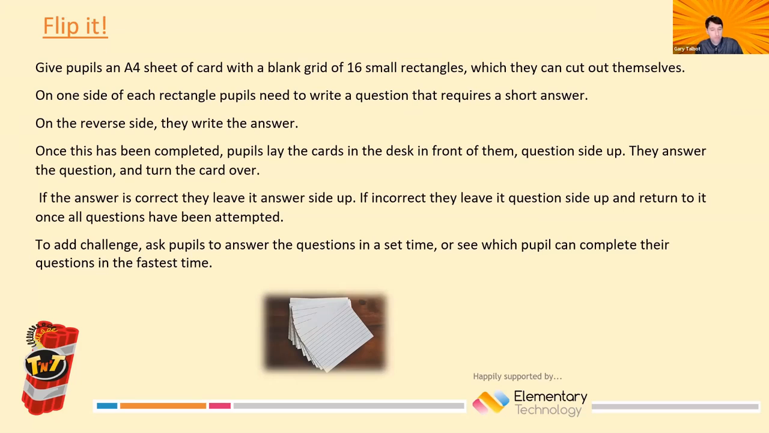Like we said, you could do it with the Leitner method where you put it into different boxes, or you could just leave the ones they got correct answer side up and the ones they didn't, return it. And you could go back to that in two or three lessons' time. You could get them out again and say, right, try it again. Let's see if you can remember any answers or answer the ones you got wrong last time. It's just about that continuous practice and going backwards. If you want to add a bit of challenge, you can say you've got so much time to do it and see how they can do it in that quick time.